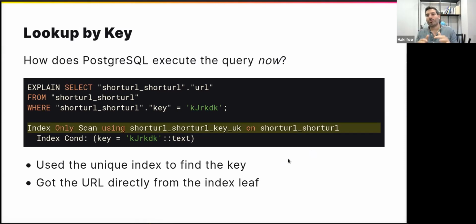So this time, Postgres was able to fulfill the query without actually going to the table. And that's because we want to fetch by the key, which is indexed in the index, right? And we want to get just the URL, which we included in the index. So Postgres was able to fulfill the query without accessing the table. You can spot that by looking at the execution plan and searching for index-only scan.